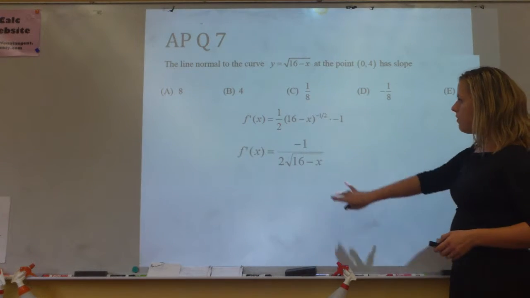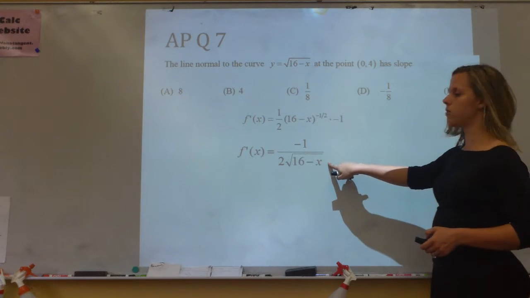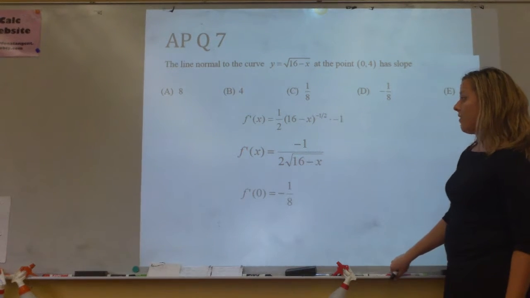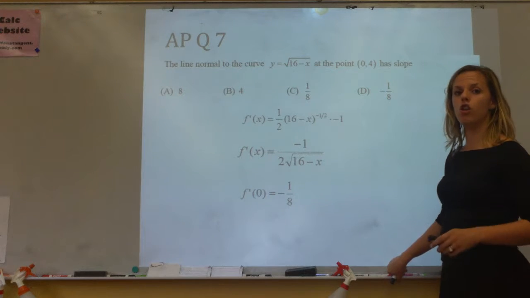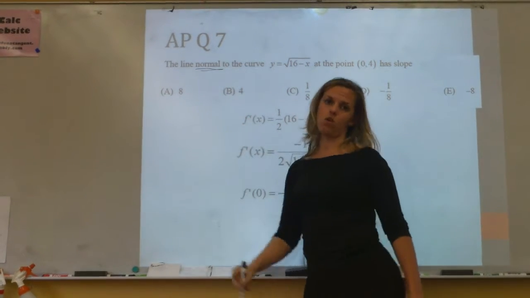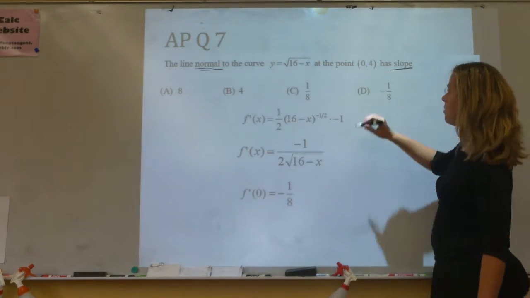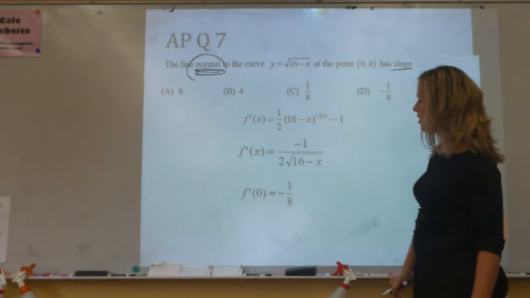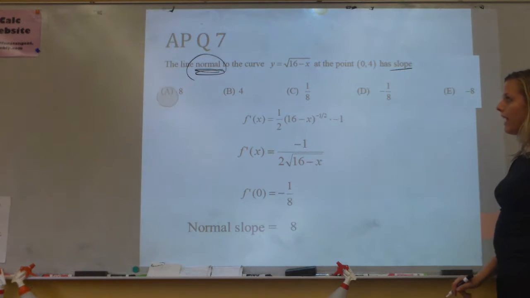Rewrite that first, before substituting in. That's the rewritten form. I'm going to substitute in 0. You get -1/8. That is the slope, that is the derivative. That is not the normal slope, okay? That is not the normal slope. So in terms of annotating, if you didn't annotate this, it's a good idea to annotate. So the normal slope would be 8.